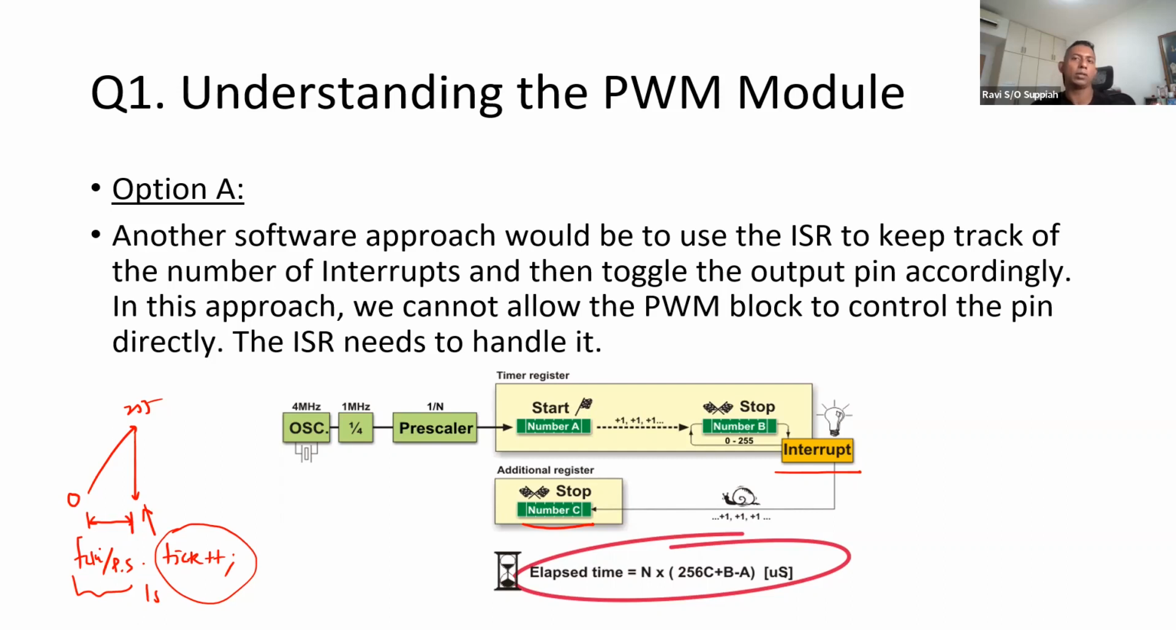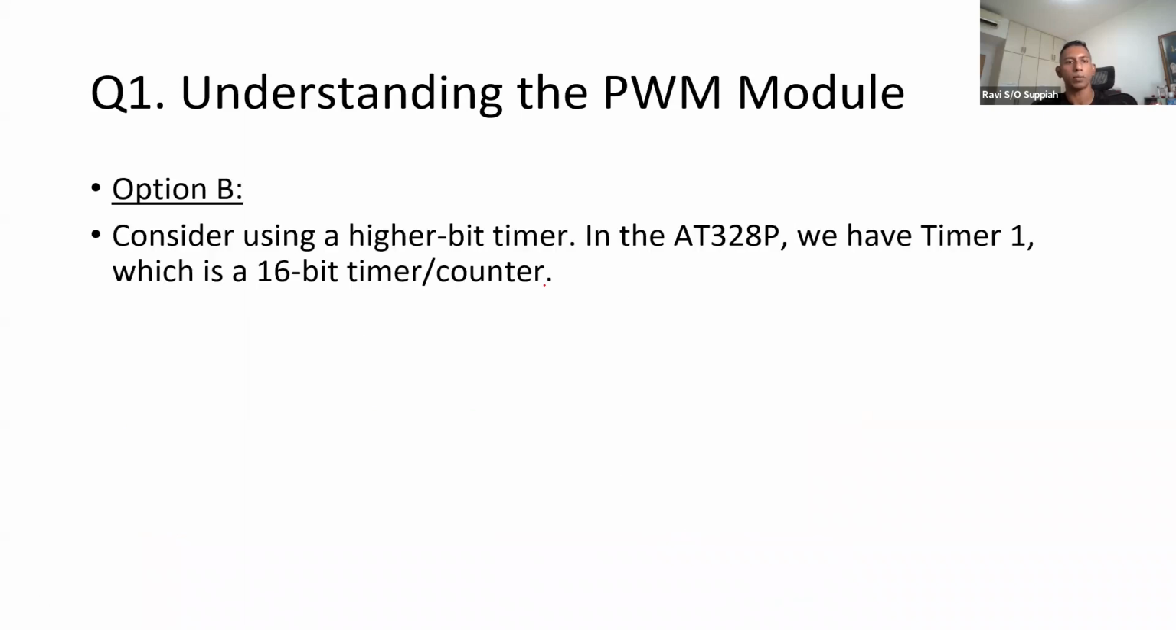All right, so we are still making use of the timer module. But instead of directly using the overflow as a trigger point, I use that to generate the interrupt, and inside the interrupt, I manage another variable. So this variable basically gives me the multiples of the times where the overflow has happened. This allows me to make the overall period longer. So that is one option using the software approach.